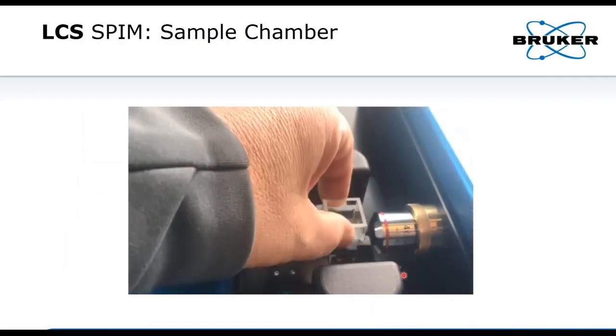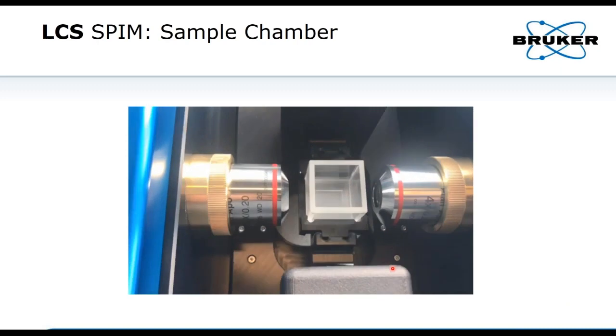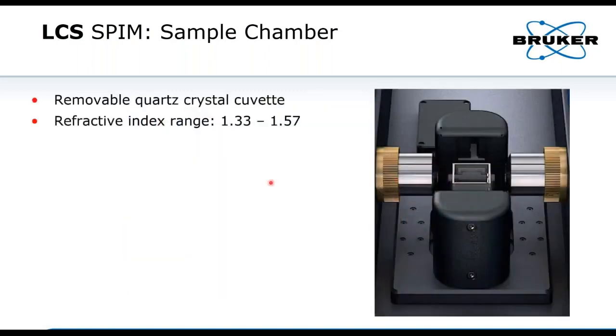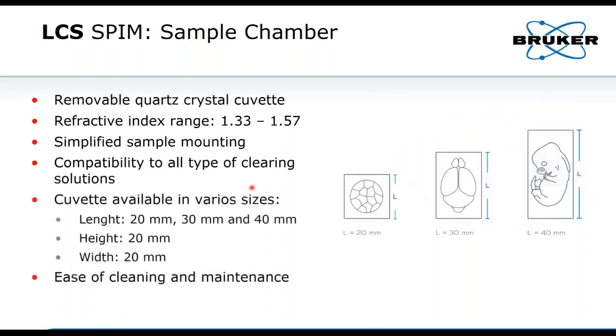This is how you basically put on the cuvette. So it's very straightforward. Then you close the lid of the microscope and you can start imaging. This summarizes this. So the refractive index range that we can image with this goes from 1.33 to 1.57. And the mounting is really straightforward because it's just imaging inside a cuvette with sizes of 20 by 20, 20 by 30, and 20 by 40 millimeters. And there's more to come.